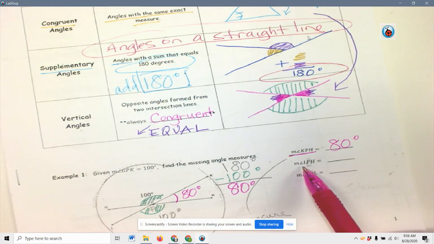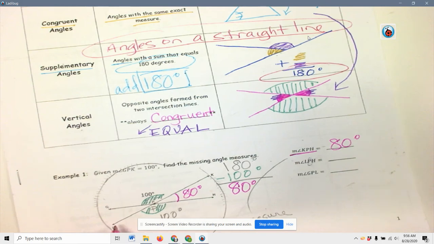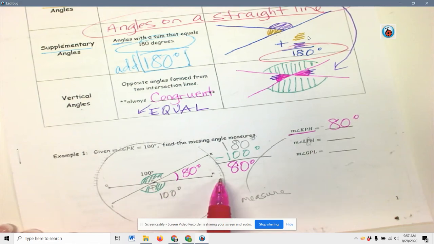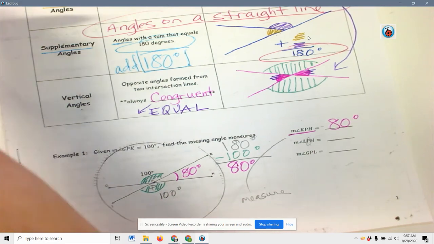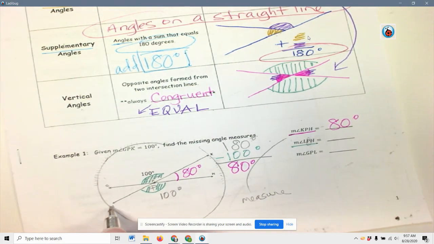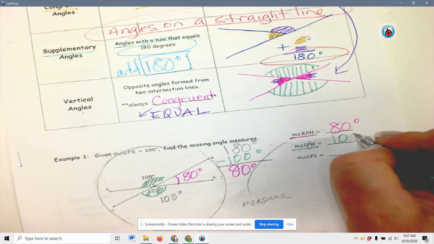What's the next question? The measure of angle LPH. Here's angle LPH. We'll find that L. There's that P in the middle. That's our vertex in the middle. And then here's H. So the angle that they are looking for here, measure of angle LPH, we already found out because it's a vertical angle, is 100 degrees.